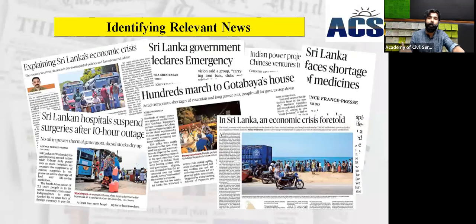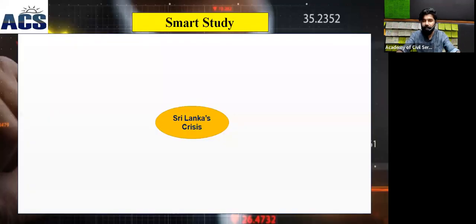And now we're coming back to the sessions on the Sri Lankan economic crisis. That means identifying the relevant news is again important. Now they declared emergency because of the largest protest by the people, and how India can help Sri Lanka was discussed in the news. The result, how the impact of the economic crisis was also discussed. So there are a lot of articles continuously coming and discussing the problems of the Sri Lankan crisis.